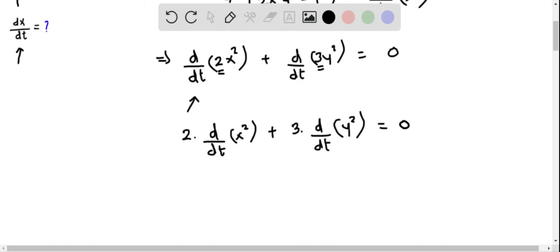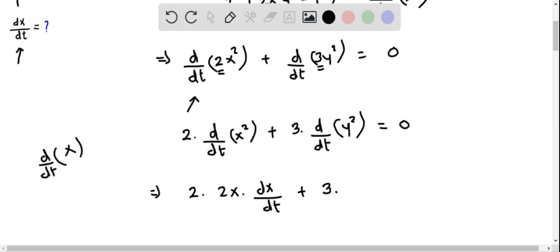So let's differentiate this x squared. Here we should use the power rule to differentiate x squared. That is, the derivative of x squared using the power rule is 2x. And then using the chain rule, we should differentiate x with respect to time, which is dx over dt. Plus, we have this 3 in front. Now differentiate y squared with respect to time. We should use the power rule first, so we get 2y, and then differentiate y with respect to time. This is according to the chain rule, so we get dy over dt, and this equals 0.